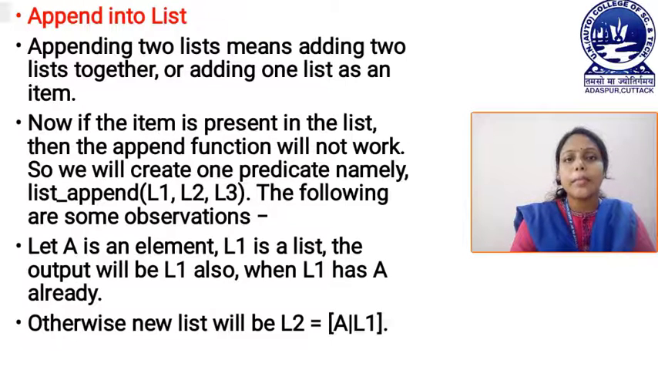The next operation is the append operation. Here appending two lists means adding two lists together or adding one list as an item. That means in the append operation, we append two different lists or we append one list as an item in the second list. Now if the item is present in the list, then the append function will not work. Suppose we want to append one item into a list. If that item is already present in that list, then our append function will not work.